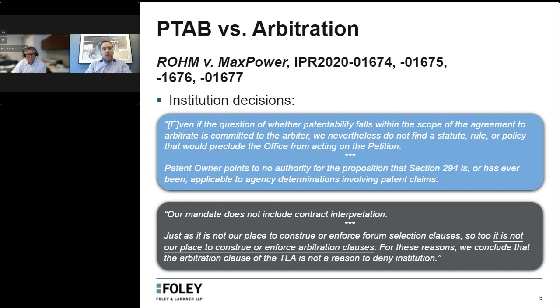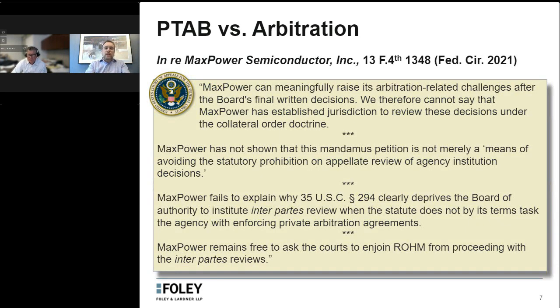Max Power, for their part, wasn't happy with that outcome. And so the next thing they did is they filed, I guess the best way to style it is an interlocutory appeal / mandamus petition to the Federal Circuit to try to get relief that way. The Federal Circuit didn't like the direct appeal aspect, because they said that was appealing an institution decision. So they got rid of that piece of the appeal very quickly. They wrote a little bit more on the mandamus side of things, and essentially the Federal Circuit came out the same way as the PTAB.